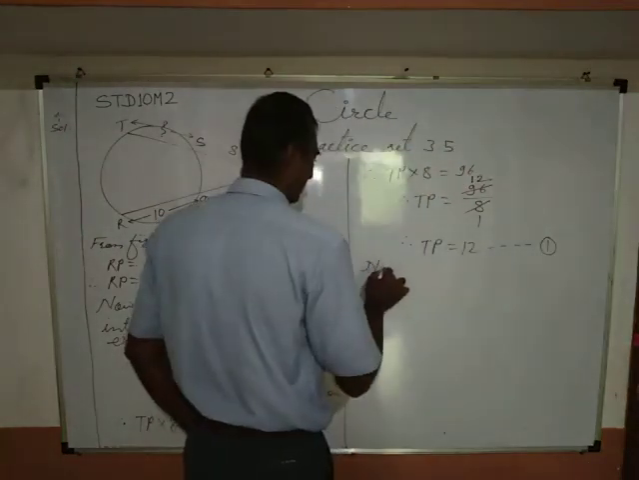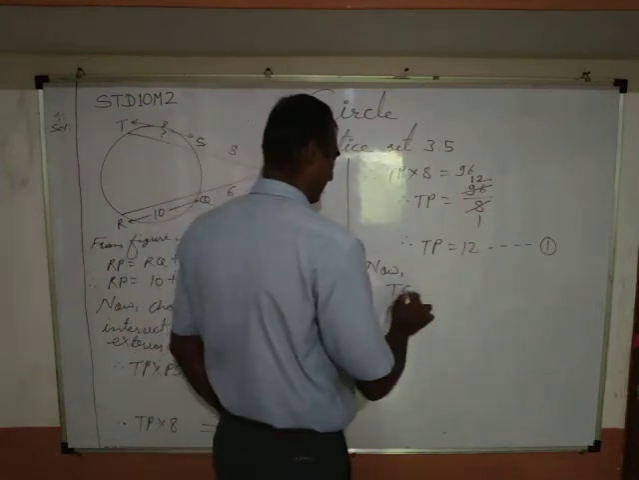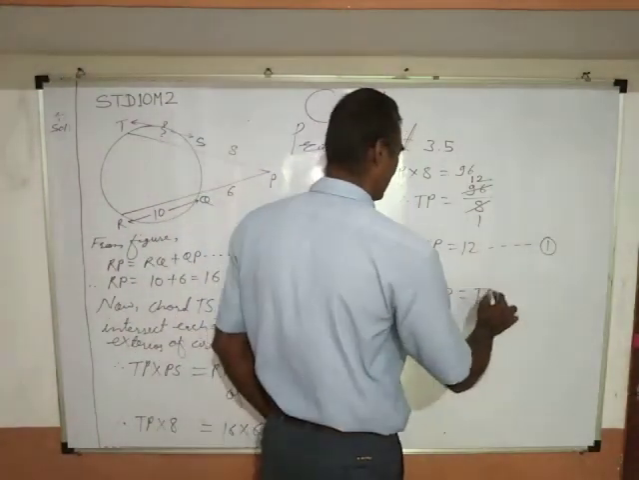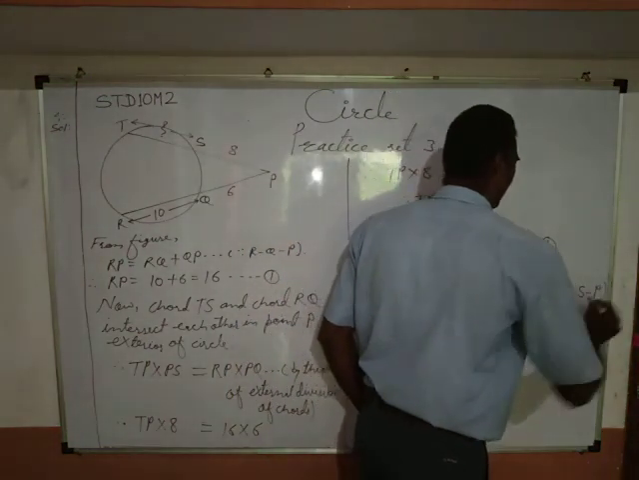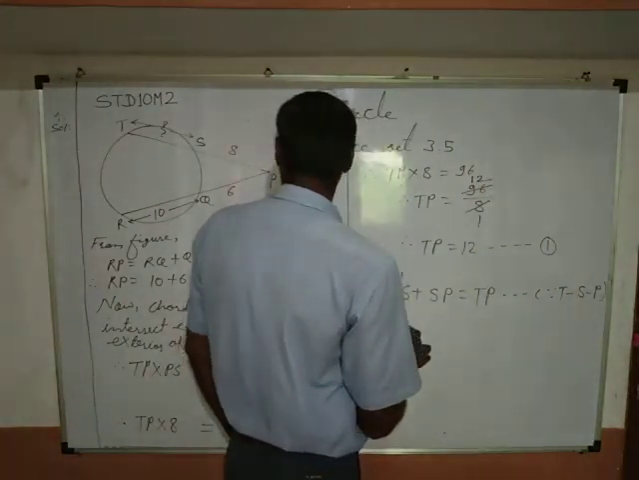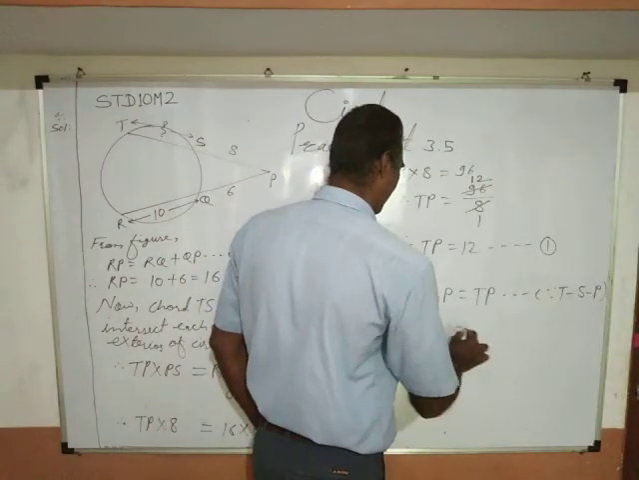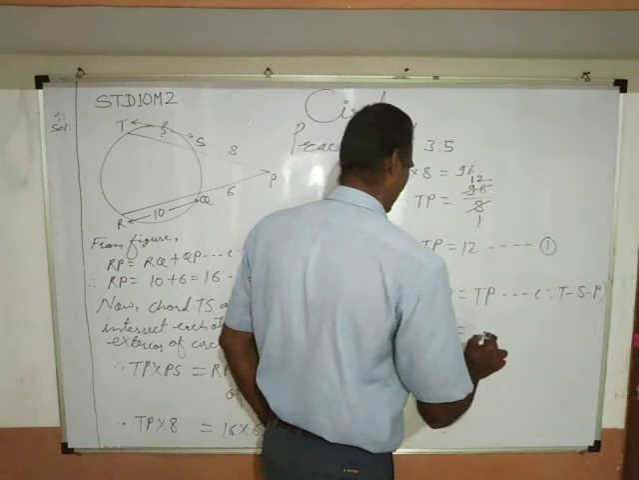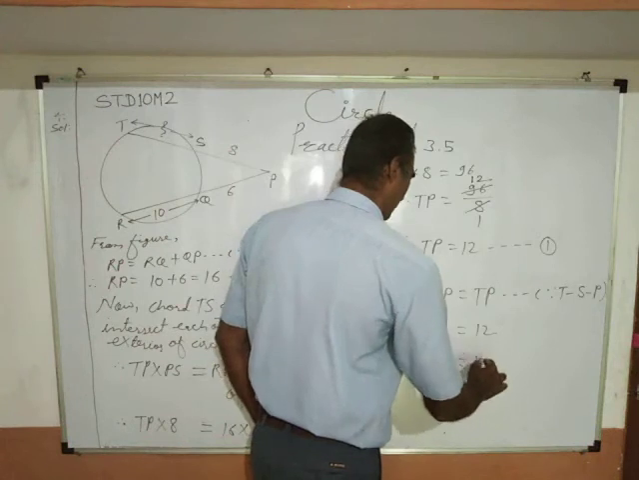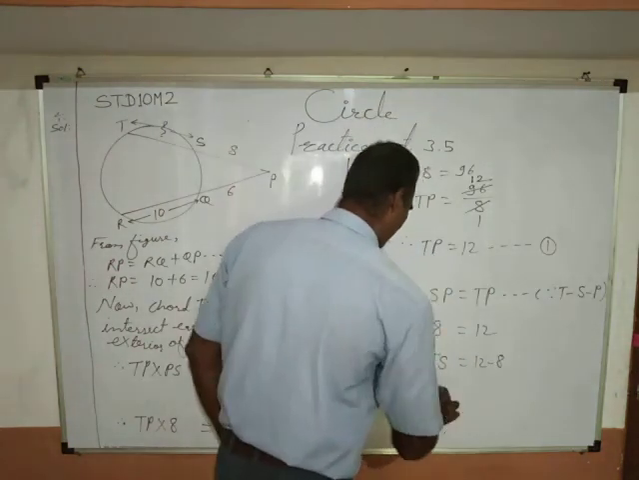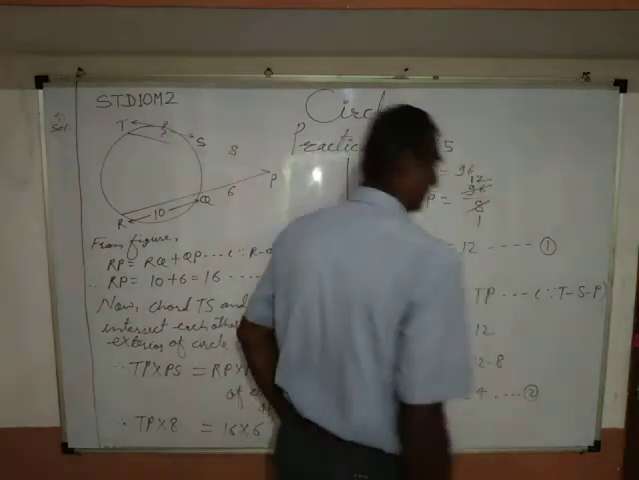Equation first. Now TS plus SP equals TP, since T-S-P, and therefore TS plus the value of SP, which is 8, equals the length of TP, which is 12. Therefore TS equals 12 minus 8, and TS equals 4. Equation second.